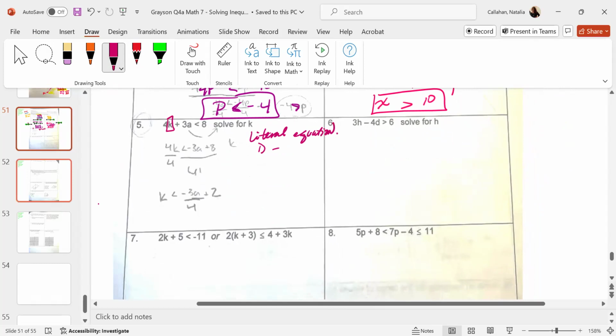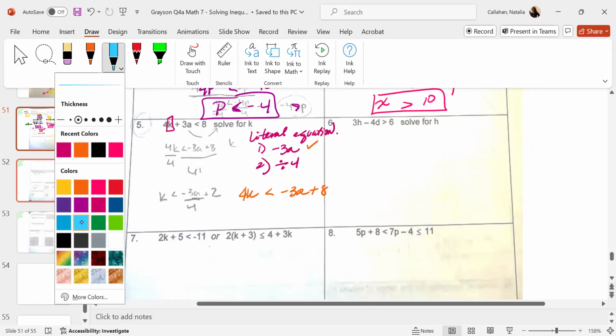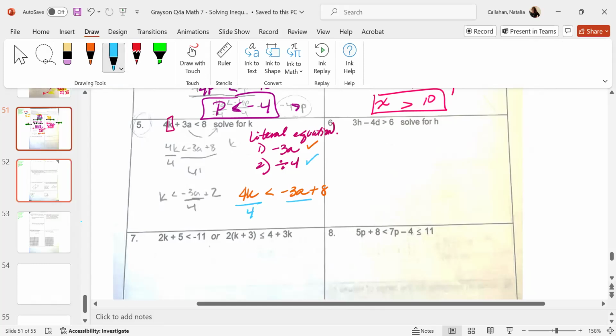So here are your steps. Minus 3a, and then divided by 4. So subtract 3 on both sides. 4k is less than negative 3a plus 8. Do you see that? That's your first step. Second step, divided by 4. Divided by 4 on everything. Do you see that? It's not negative, so you don't need to change. K is less than negative 3/4 a plus 2. That is your answer. You cannot graph that because you have 2 unknown letters. So that's your answer. Good.